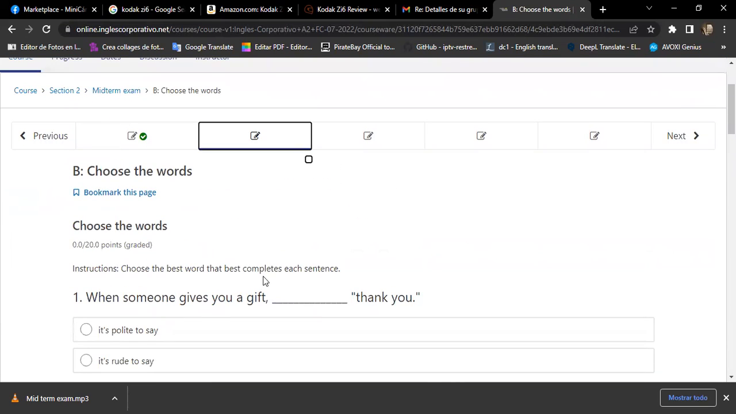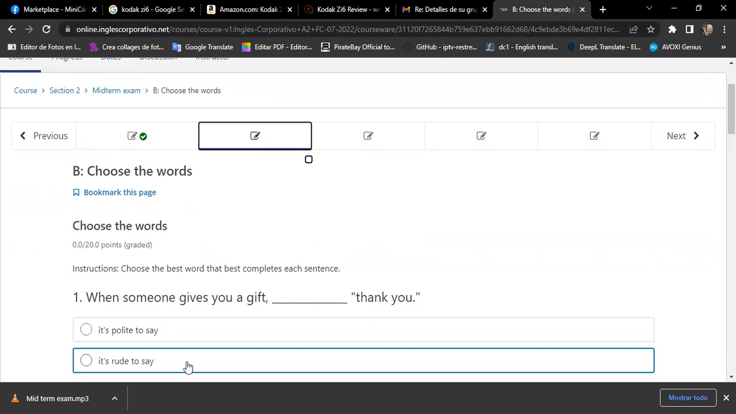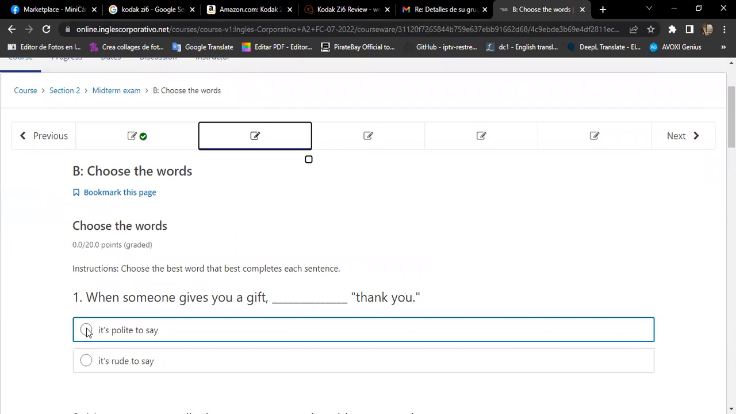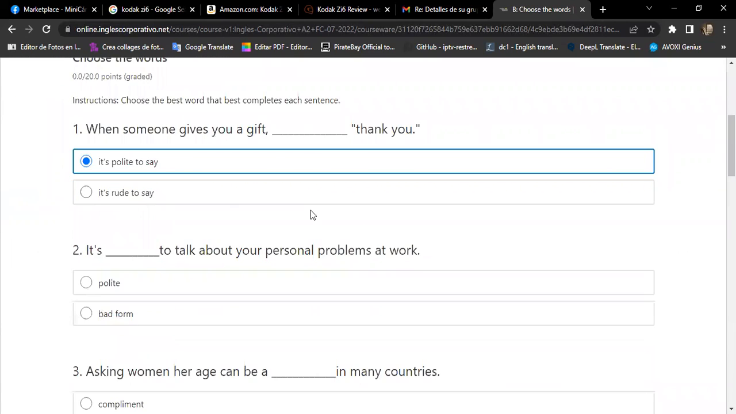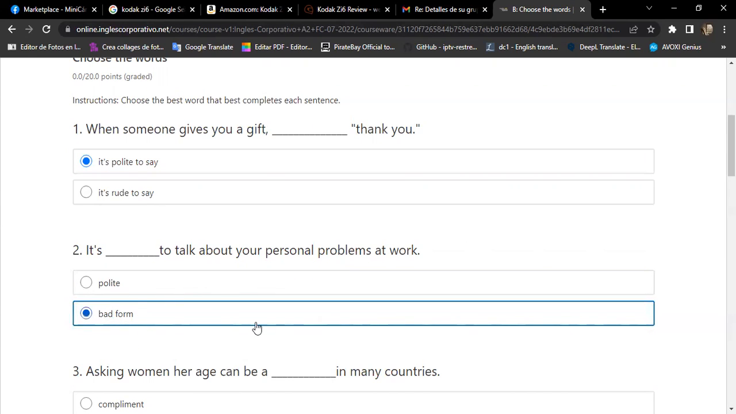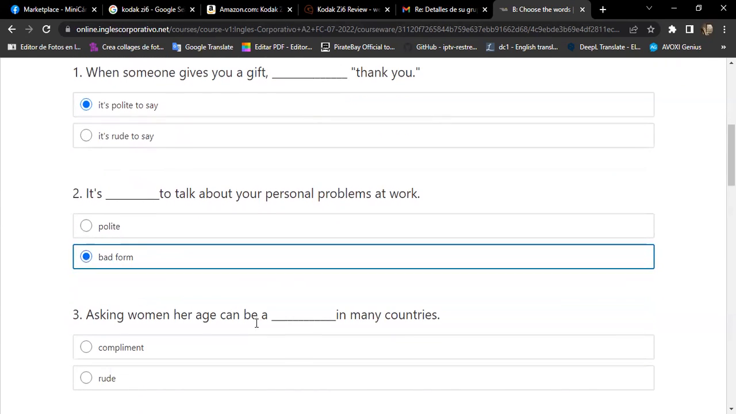So choose the correct word. When someone gives you a gift, blank, thank you. It's polite to say thank you. Yes, it's polite to say thank you. It's blank to talk about your personal problems at work. It's bad form to talk about your personal problems at work.